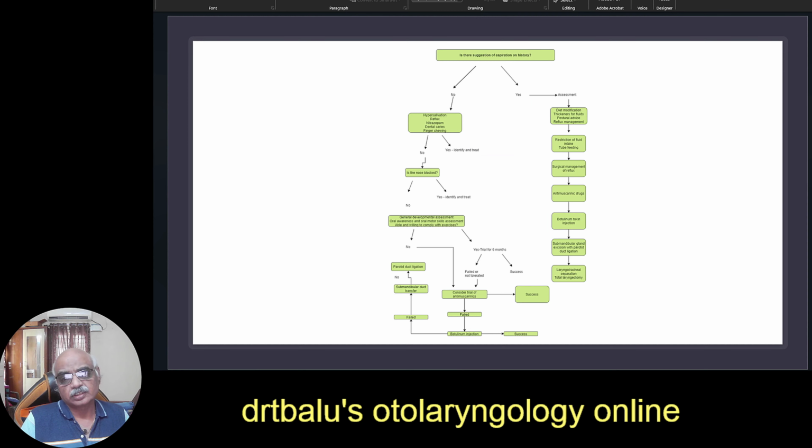Again, this is actually a small algorithm which really helps the otolaryngologist to choose children who need treatment, and also to decide what type of treatment modality to follow. Now, the first question the otolaryngologist should address is, is there a suggestion of aspiration on the history? For this, the patient's attendant or the parent should be diligently asked about signs and symptoms of aspiration.